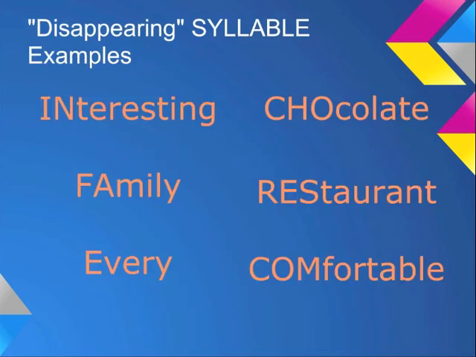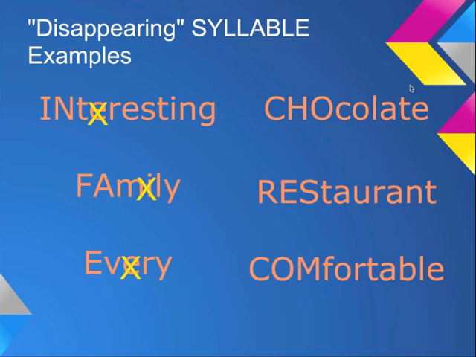So let's look at these words and notice how the middle syllable will disappear. Again, all of them share the same idea, that they have a stressed syllable at the beginning, and of course that they're also more than two syllables in terms of their writing. Let's demonstrate. Interesting. Notice this syllable disappears. Family. Notice the I in family disappears. Every. Again, notice the schwa plus R here kind of disappears.